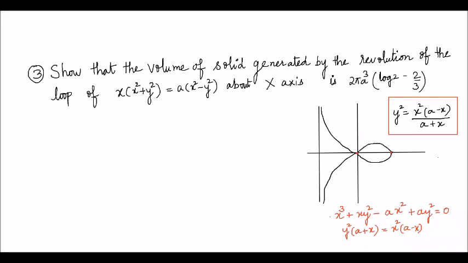The problem is, show that the volume of the solid generated by the revolution of the loop of the curve about the x-axis is 2πa³(log 2 − 2/3). I am just giving you a hint of how we will be doing this problem. We will be discussing what the limits of the integral will be here.